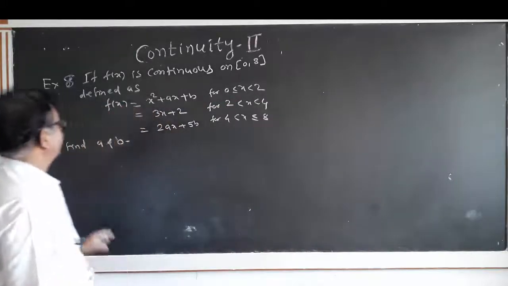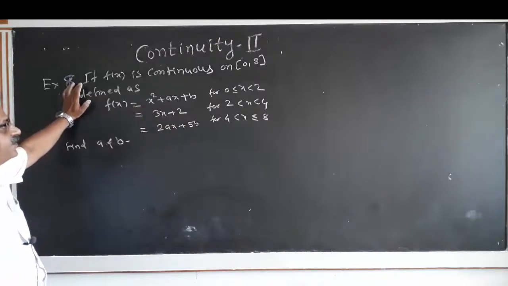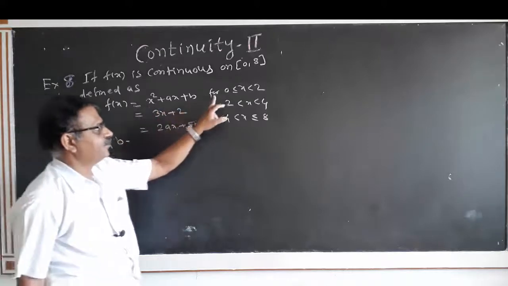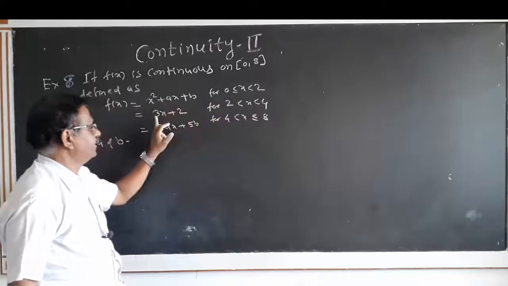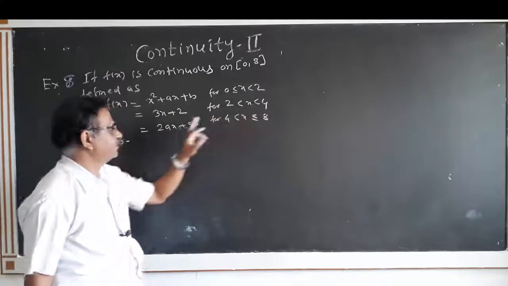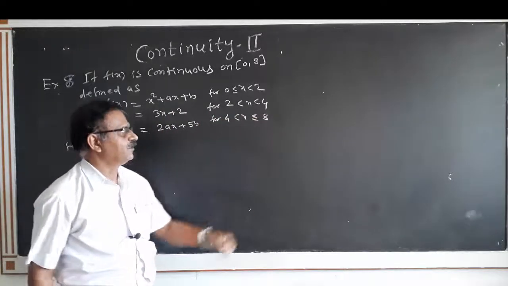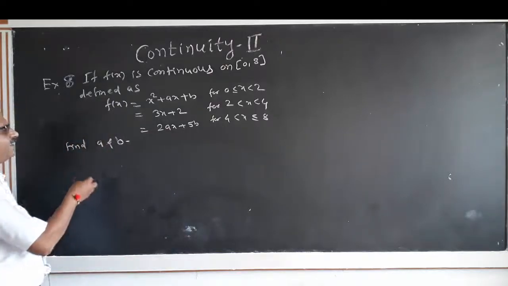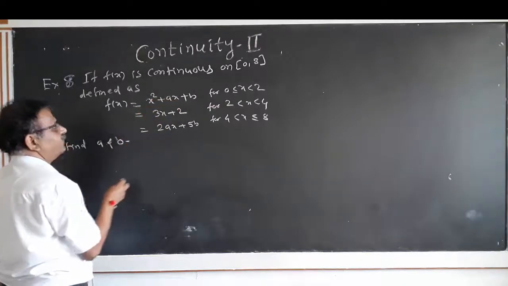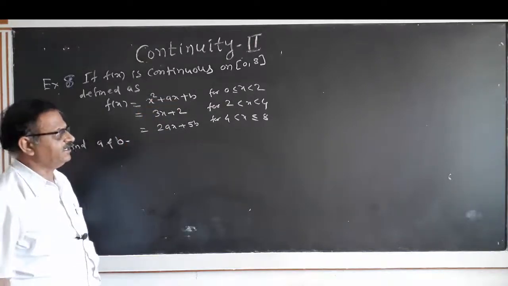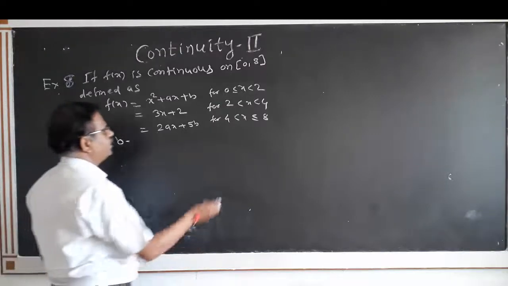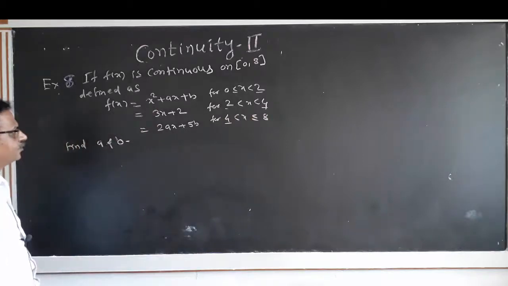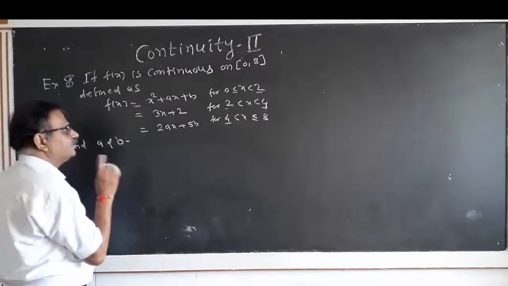Now, our 8th problem is, if f(x) is continuous on closed interval [0, 8], defined as f(x) equal to x square plus ax plus b for 0 less than or equal to x less than 2, equal to 3x plus 2 for 2 less than x less than 4, equal to 2ax plus 5b for 4 less than or equal to x less than or equal to 8, find a and b. As f(x) is continuous on the closed interval, it is continuous at all points in the interval, and the points 2 and 4 lie in the interval. Therefore, it is also continuous at x equal to 2 and x equal to 4.